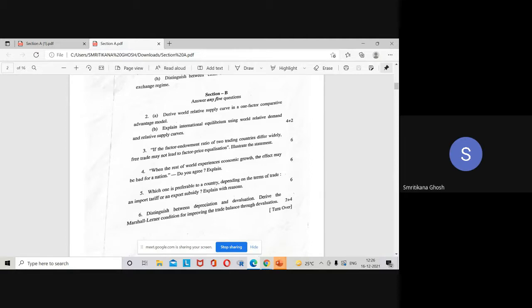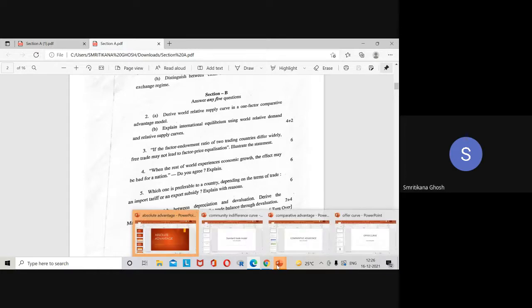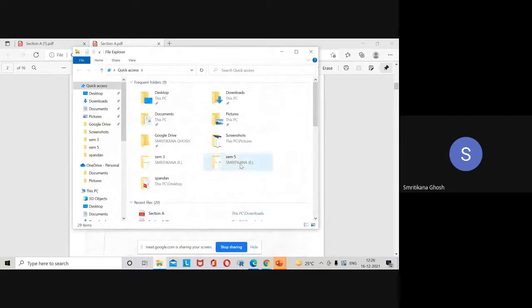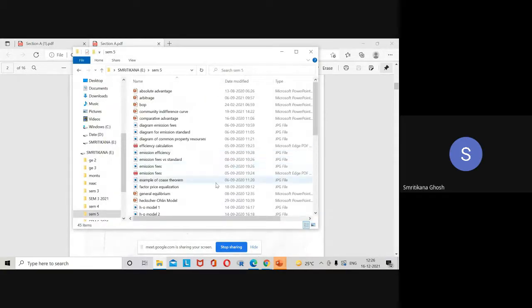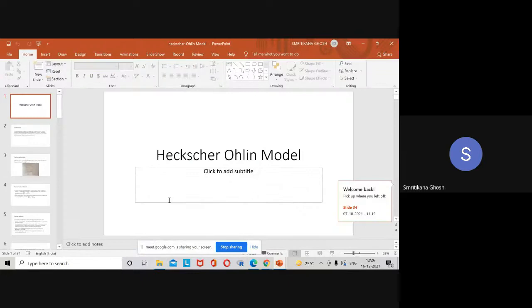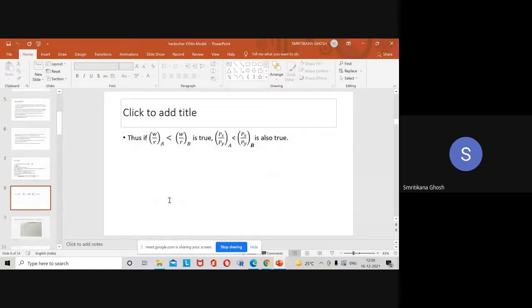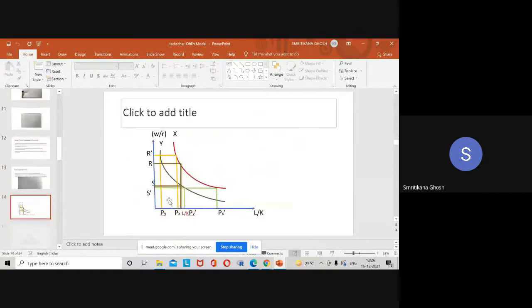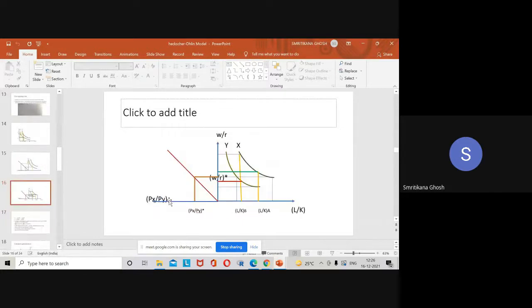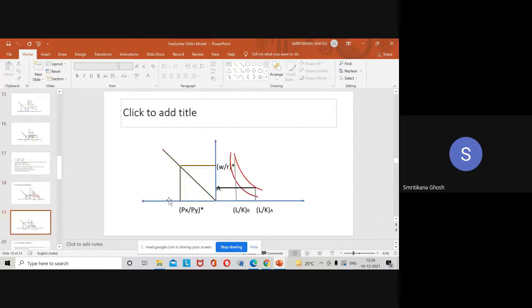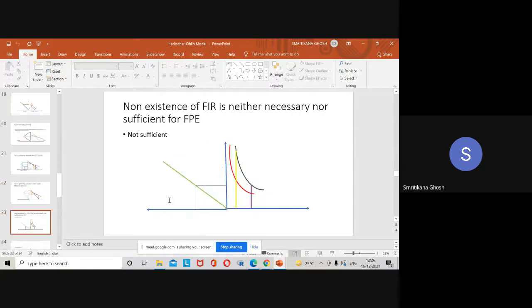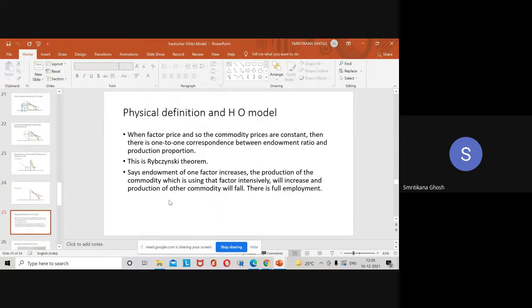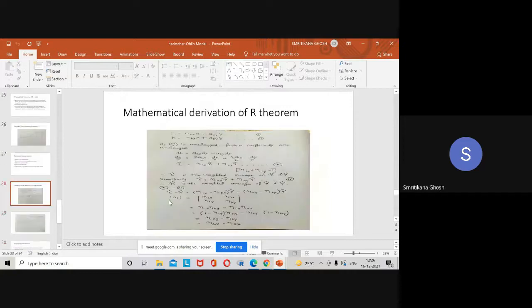Okay, let me search if I have it around. No, if I can find. No, it's not here.